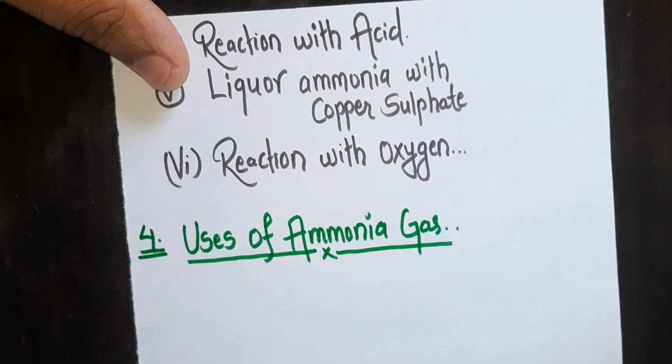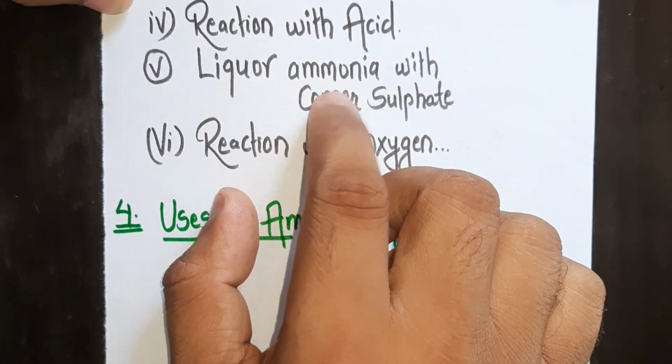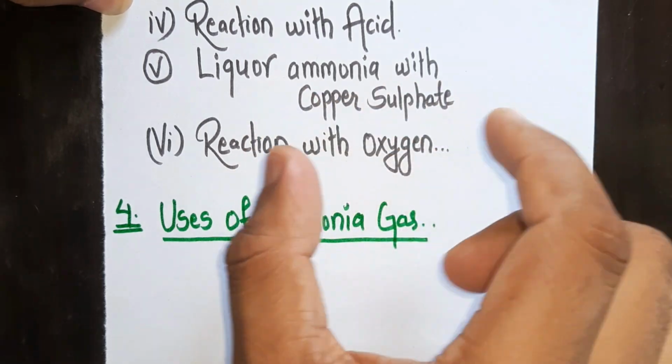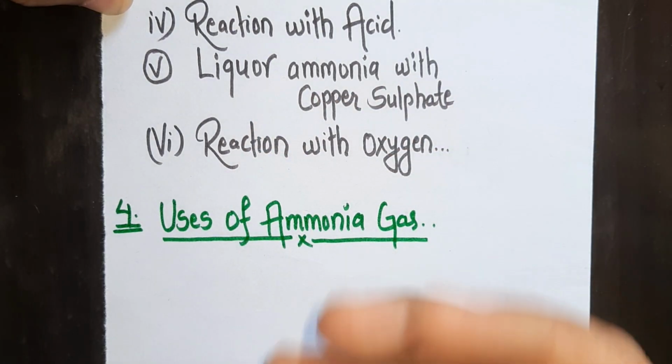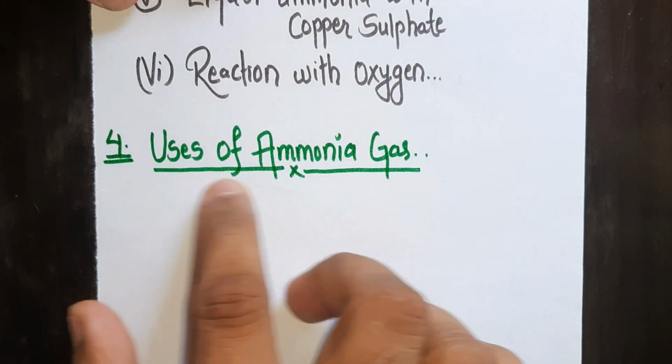Furthermore, see here, reaction with acid, and what do you mean by liquid ammonia? And when liquid ammonia reacts with copper sulfate, what will happen? We are going to deal with that too. Then reaction with oxygen, and at last we will be dealing with the usage of ammonia gas.